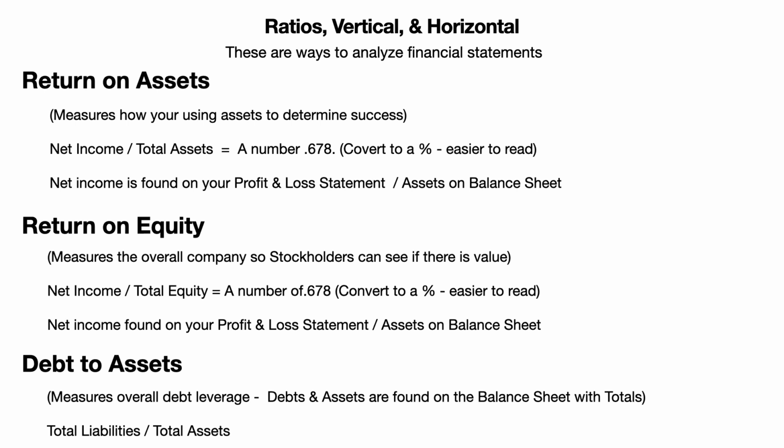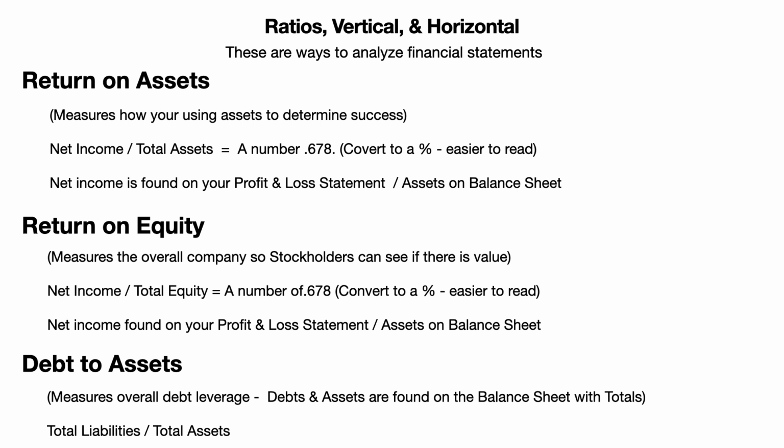In evaluating company financials, there are three different categories that are important for us to be aware of and know about, and that is return on assets, return on equity, and debt to assets. These financial statements are used to evaluate companies to see how they're doing in the marketplace. Return on assets measures how we're using our assets to determine our success.